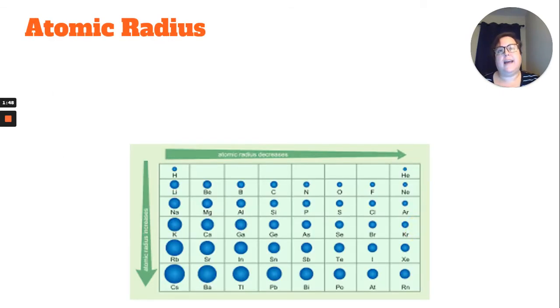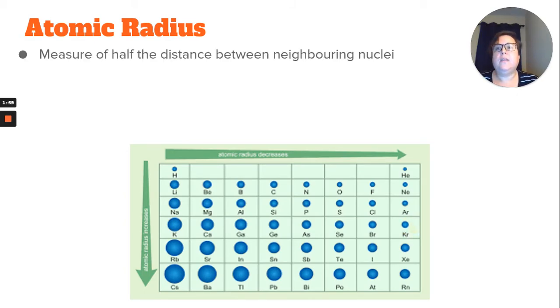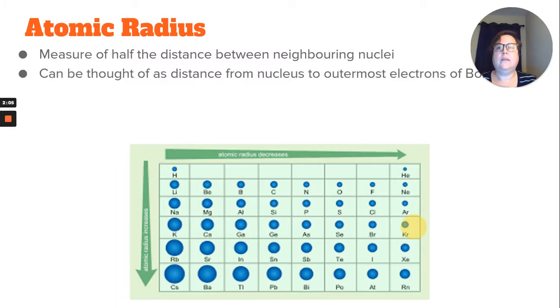So the first trend we have is probably the most important, and it kind of explains all the other trends, and that is atomic radius. Now there's different ways of defining atomic radius. The first way is to say that it's the measure of half the distance between neighboring nuclei. It can also be thought about as the distance from the nucleus to the outermost electrons, or the valence electrons. But it's really just the size of the atom.